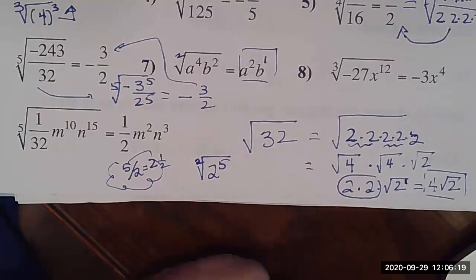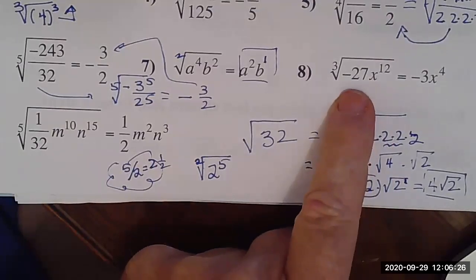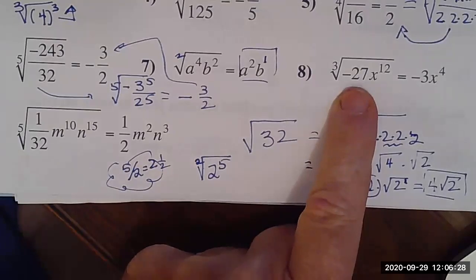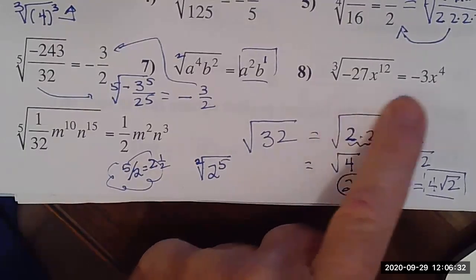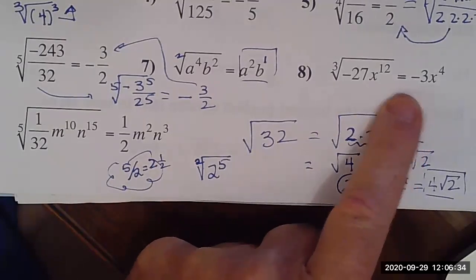I know, kind of a little different with the variables. Let's try the next one. All right, so the cube root, it's okay to have negatives. It's all right, comes out as a negative. Cube root of 27 is 3. So there's your 3 sitting out there.